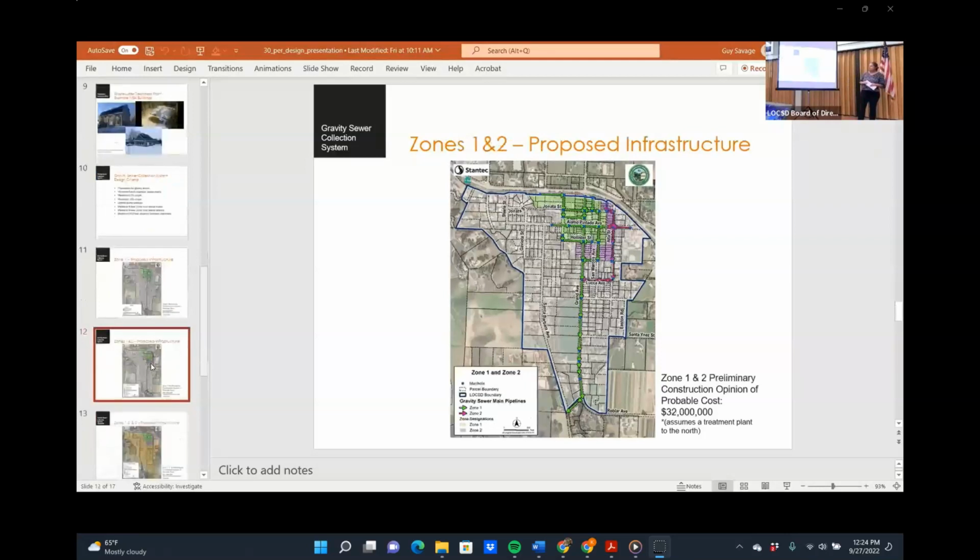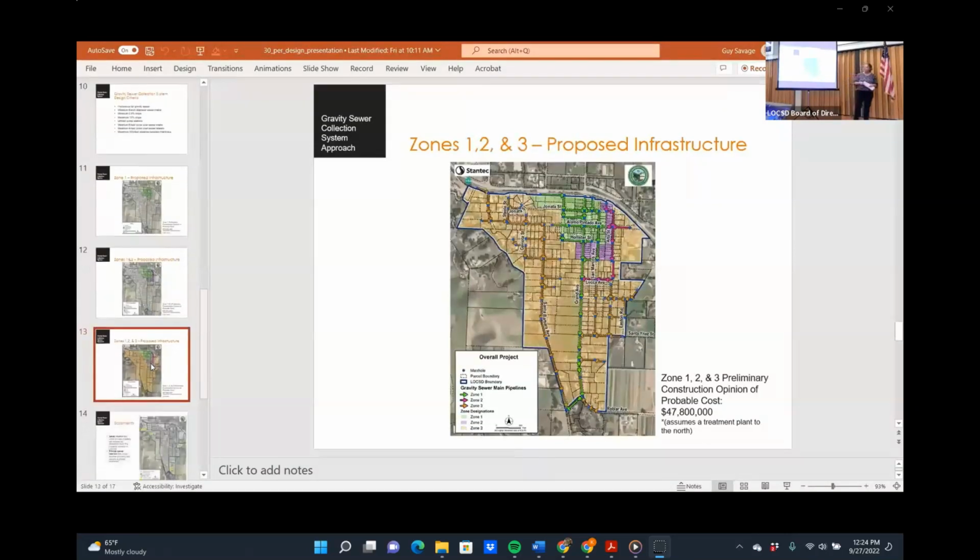Next slide. So zone 1 and 2, if you were to construct 1 and 2, that's the added infrastructure. It's 32 million, so it bumps it by a little. You basically need everything in zone 1 and then a little extra pipe. Your treatment plant would be the same. And then if you go to the next one, it would be the whole system. And the entire system would be 47.8 million. Next slide.